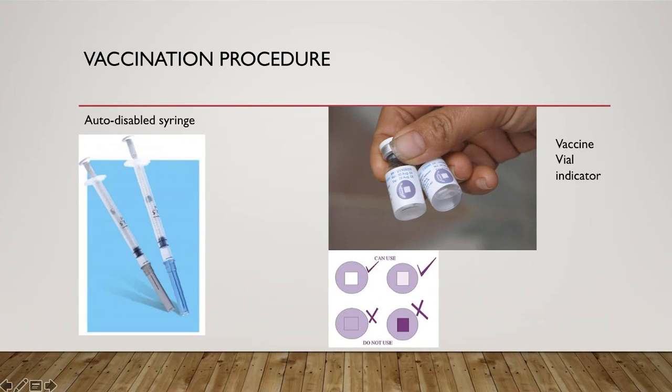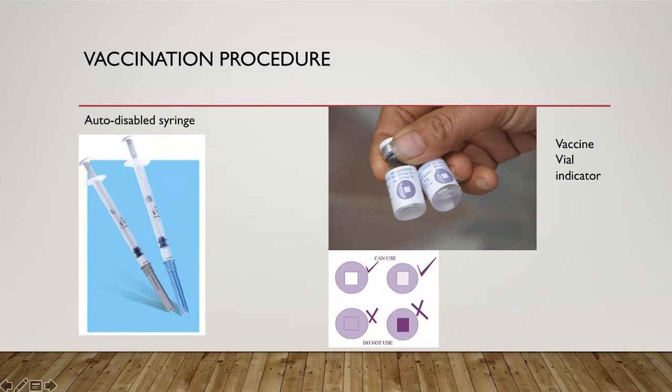Now you can see these two squares are lighter than the background, but this square is much darker than the first vaccine. So if you have two vials like this, you have to use this vial first and later on this vial, because this has better shelf life.